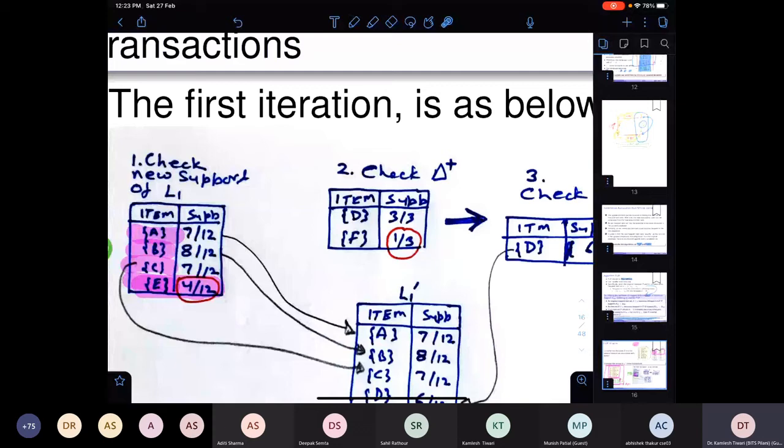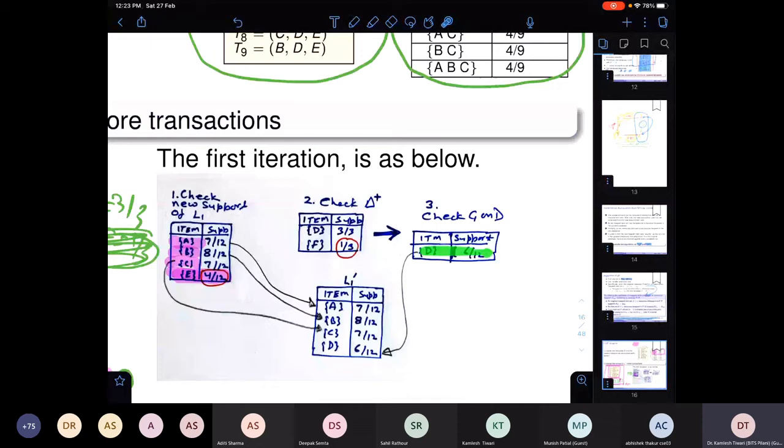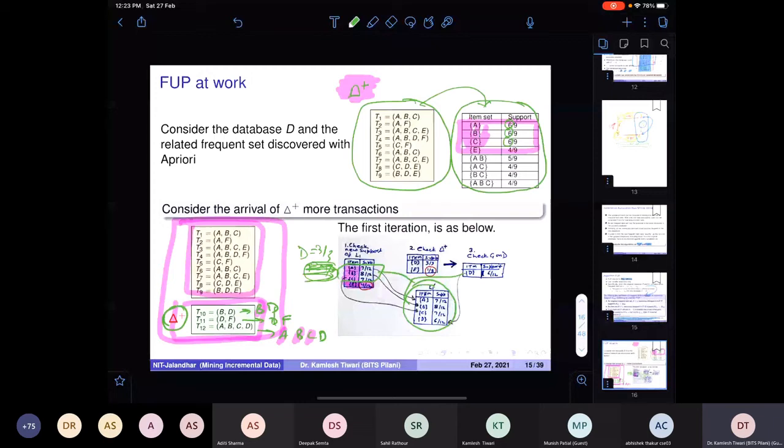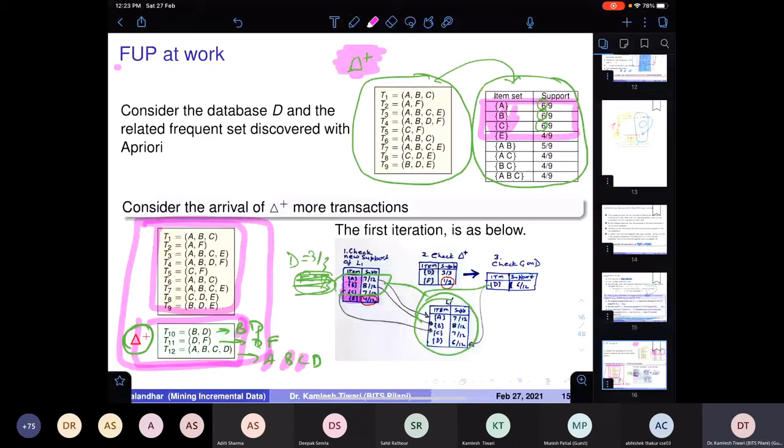Then you again go to the complete database and search for the support for D. In the complete database, support comes out to be 6 by 12, so it qualifies. So the new item set is going to be this, that you are going to pick. How many items? These 3 items from here, and one is D, and therefore 4 items are going to be put into this particular table. So this is the method by which you can update. FUP algorithm says that this is the method by which you can update this one item set.